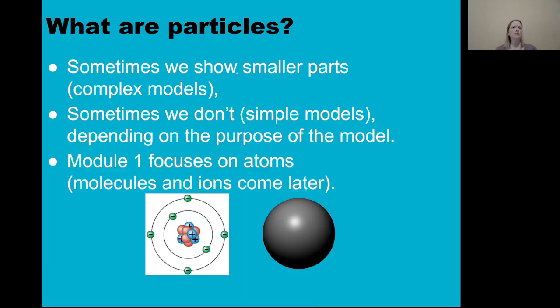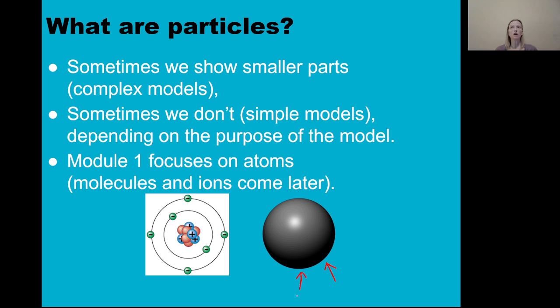So I've said this out loud, but here it is in writing. Sometimes in the diagram, we use complex models to show all the small bits inside of a particle, and sometimes we don't. Sometimes we use simple models, and it just depends on what the purpose of the model is. A lot of times when we draw molecules, I'll just represent an atom as though it is a plain sphere. Atoms are more complicated than that, but if all I want you to know is that a molecule is made up of two atoms, this model is perfectly fine for that purpose.